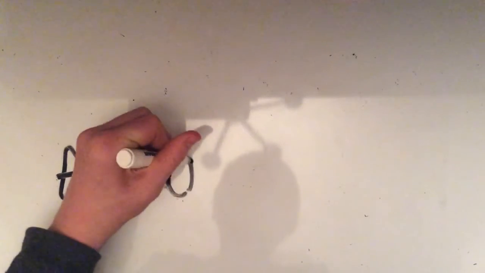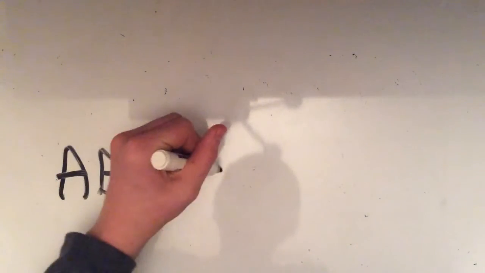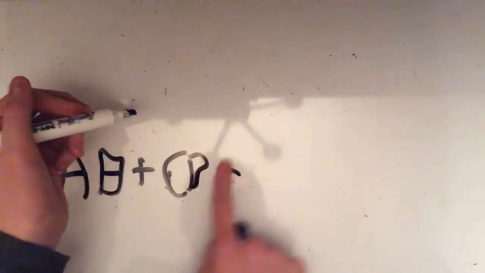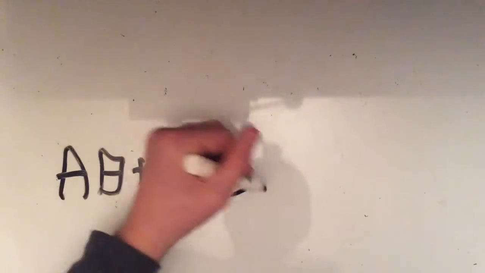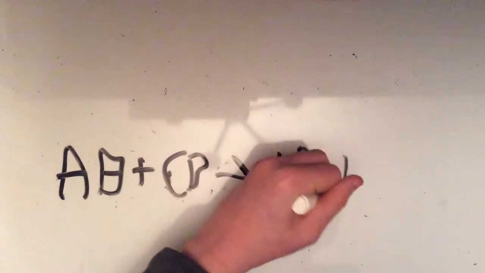Now we have double replacement, which is like AB plus CD equals AD plus CB.